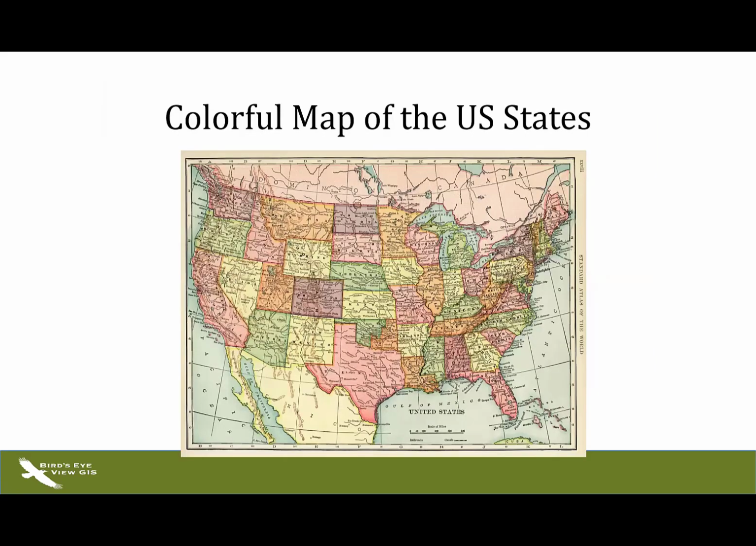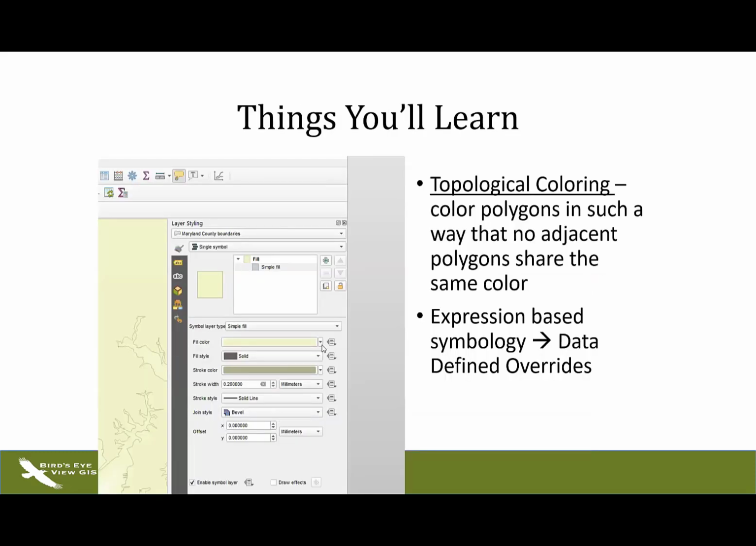Okay, so now we're going to move into something a little more involved. We're going to try to duplicate this kind of historic look of the old US states. So for this, you can go ahead and save this Baltimore project, and I'm going to have you open up a brand new project, an empty project, and we're going to add some data to it. And so in this exercise, first you're going to learn about this topological coloring tool that came out a couple versions ago with QGIS. So topological coloring.